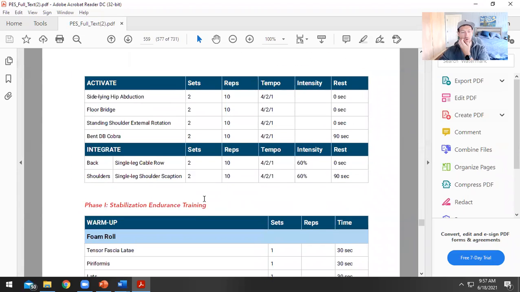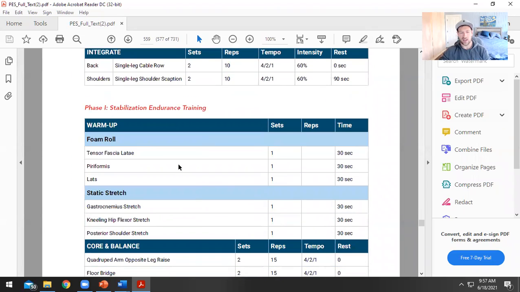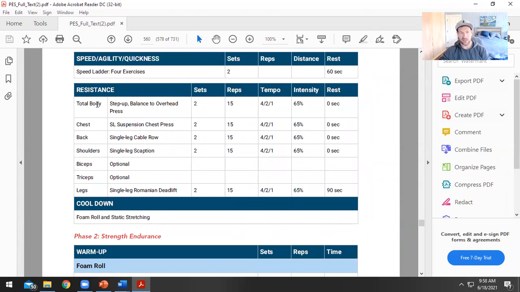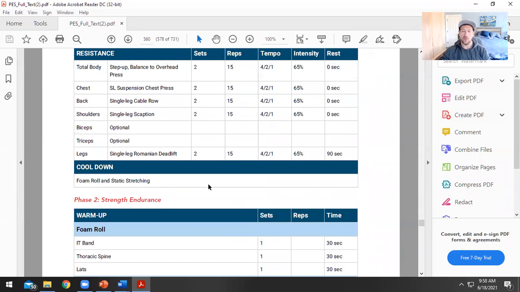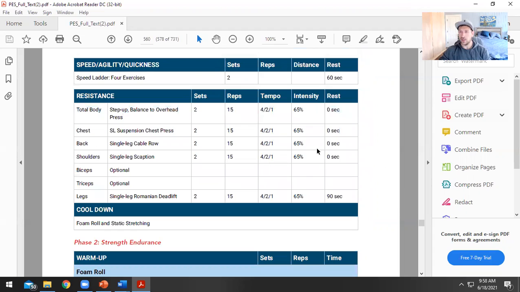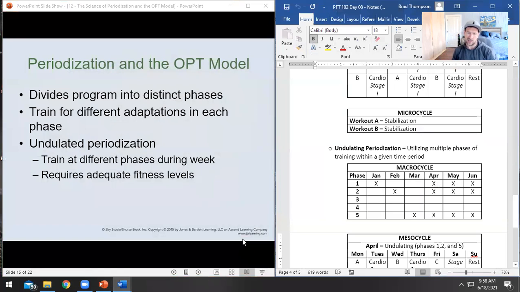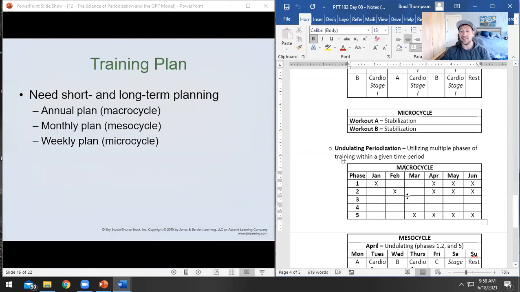And then there's also some example programs here, right? You can see they've got their warm up, their core and balance, plyometrics, and then the resistance section down here. So they've got some really good examples of this. That's baseball. I think they've got baseball, football, basketball, golf, hockey, and I want to say boxing. I think those are the ones that are in the book. But anyway, we're doing sort of a blank example here. So that's the difference between linear periodization, which is just one phase of training per month, versus undulating periodization, which is actually using multiple phases of training every month.